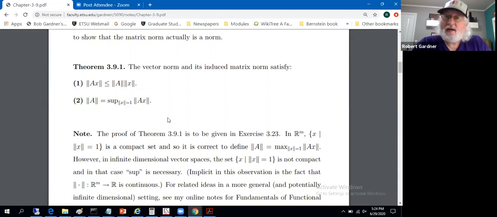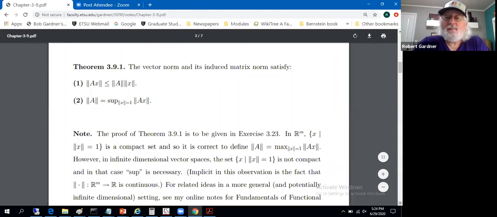Okay, now about the sup and the max thing. In Rm, if we look at all vectors X such that the norm of X equals 1, that is all unit vectors, that'd be the surface of the unit ball in m-dimensional Euclidean space. That's a compact set. It's a closed and bounded set. We're in finite dimensions. It's a compact set.